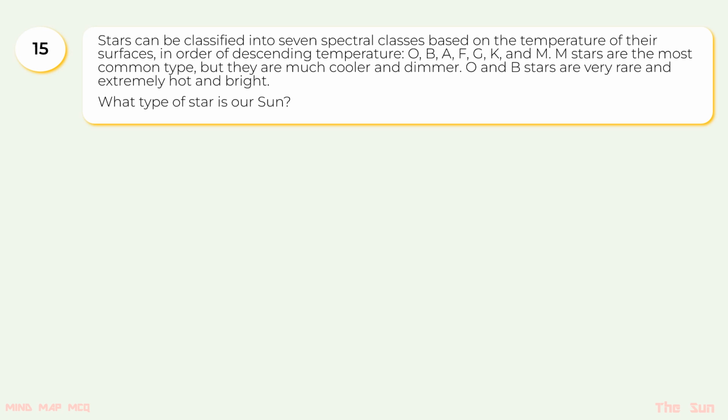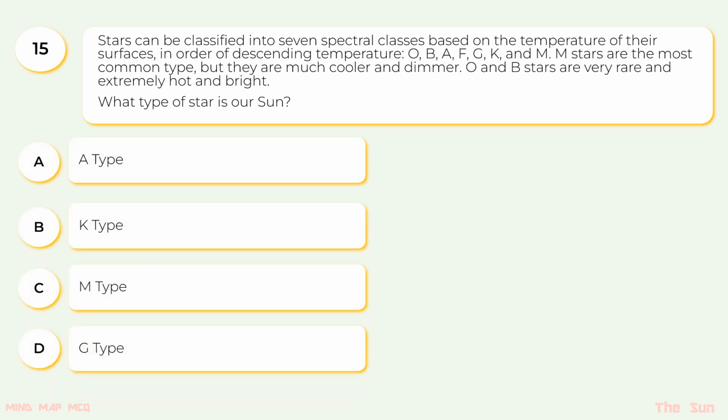Stars can be classified into 7 spectral classes based on the temperatures of their surfaces in order of descending temperature: O, B, A, F, G, K, and M. M stars are the most common type, but they are much cooler and dimmer. O and B stars are very rare, extremely hot and bright. What type of star is our Sun? A type, K type, M type, or G type?